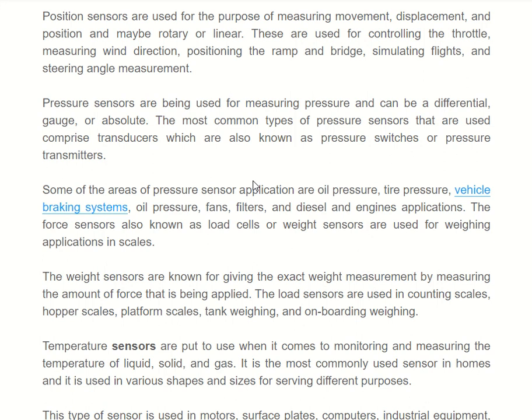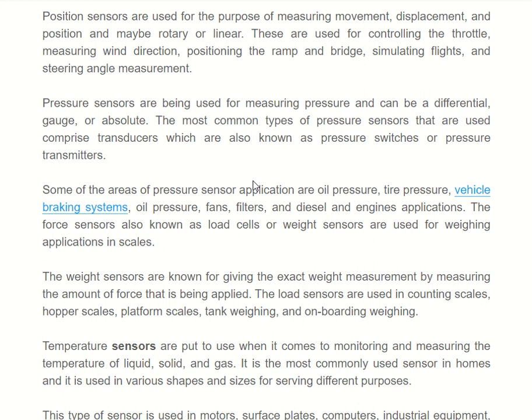Like starting from position sensors, which are used for the purpose of measurement of movement, displacement, position, and maybe rotary and linear as well. So these are used for controlling the throttle, measuring the wind direction, positioning the ramp and bridge, simulating flights, and steering angle measurement. So see, it has application not only on ground, it has application in the sea, and it has application in the wind as well. Right.